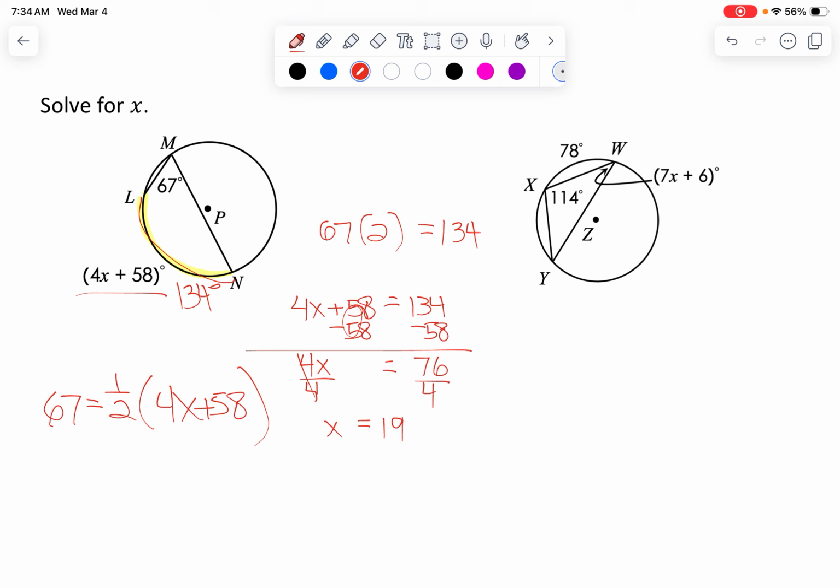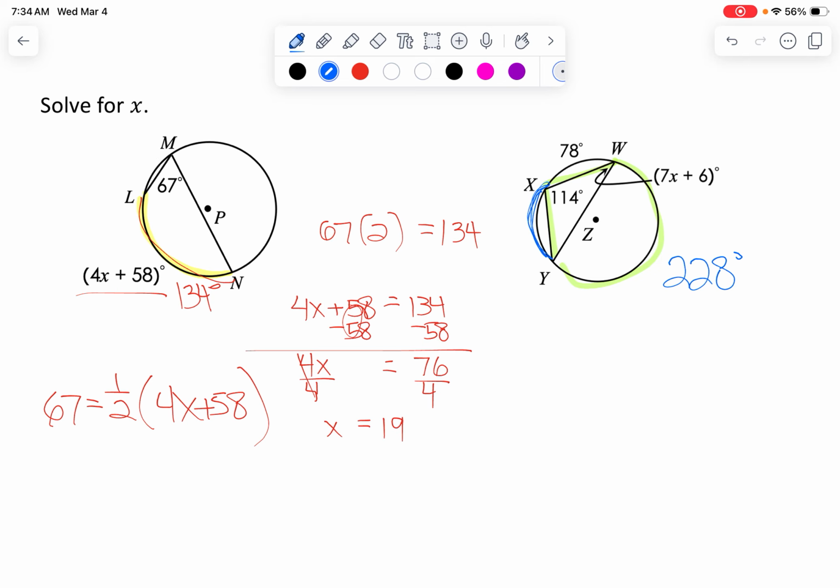So first, I know this angle is 114, so that opens up to this arc, so that's going to be double. So I'm going to write that's 228. Okay, so then if I subtract what I have left, that'll tell me this amount.